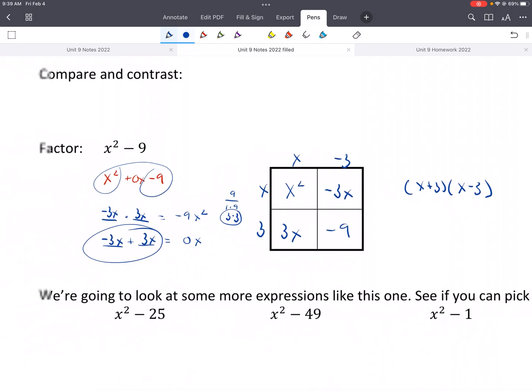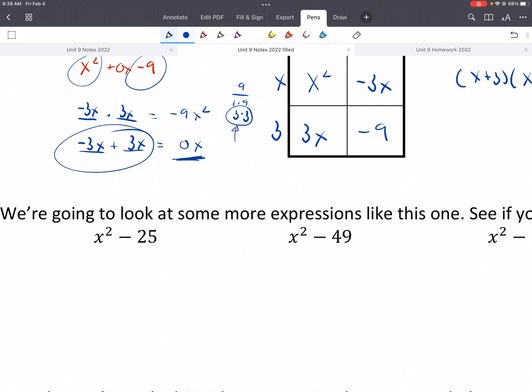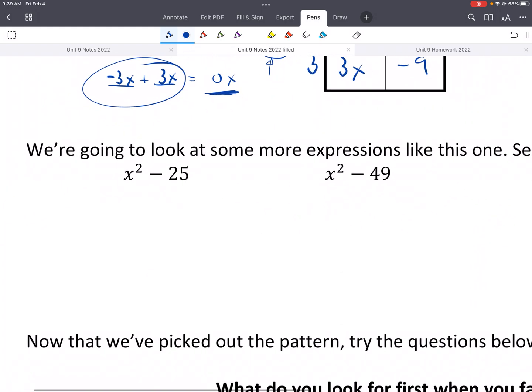Okay, the hint here is that if the middle term is missing, the two numbers that will make it work will always be the same number, just one positive and one negative. That's the only way to have the middle term cancel out to give you a 0. In fact, the number is also the square root of the constant. So the square root of 9 is 3, the square root of 25 is 5. Think about that when you do it.